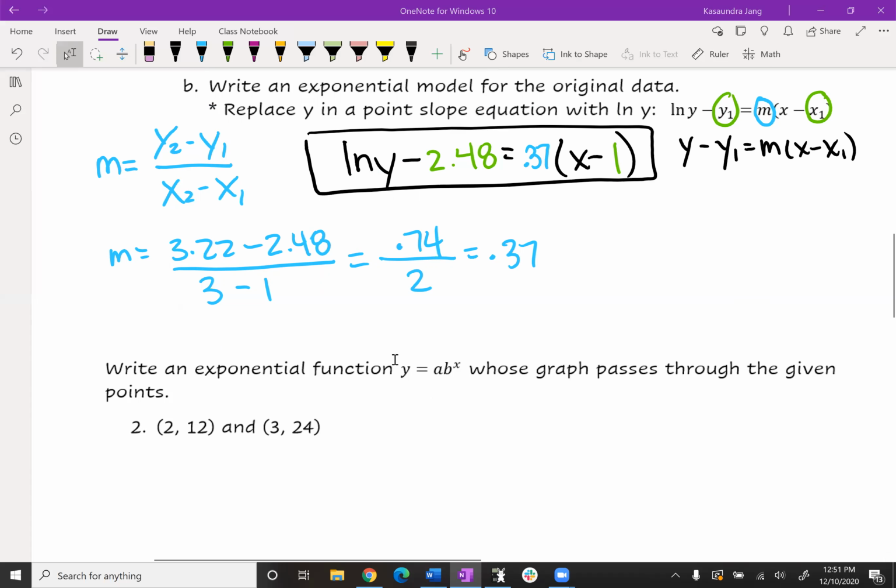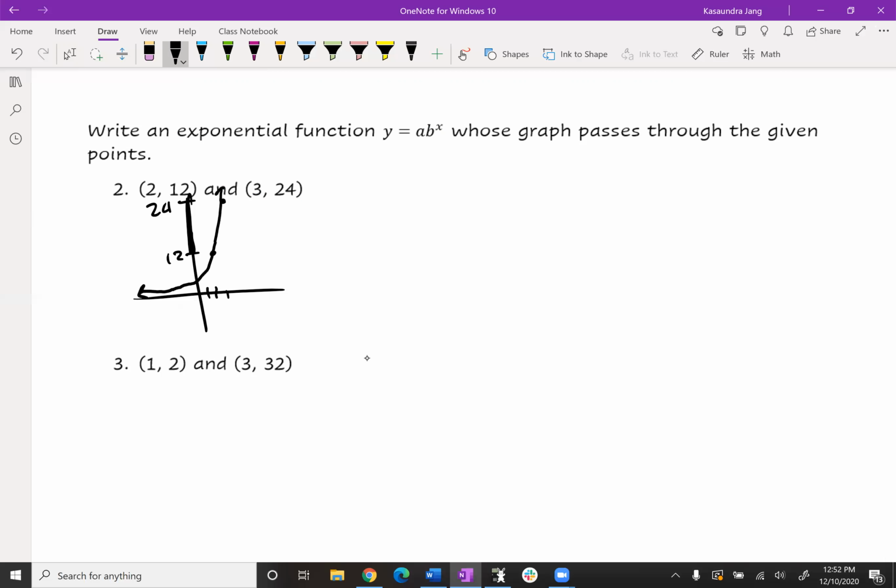And then 3 goes up to a 24, doesn't it? Whew. So it gets pretty sharp. They only gave me 2 points, but I do know the basic shape of this graph. This graph should go and curve like this. It should not pass my y-axis, so I don't have any negative y values. This is what it's looking like.